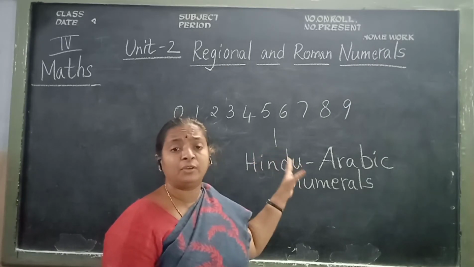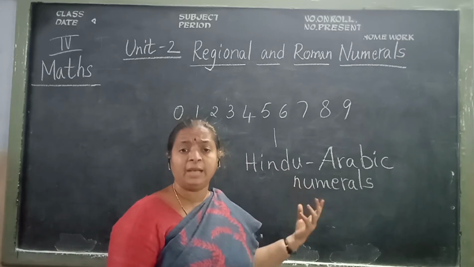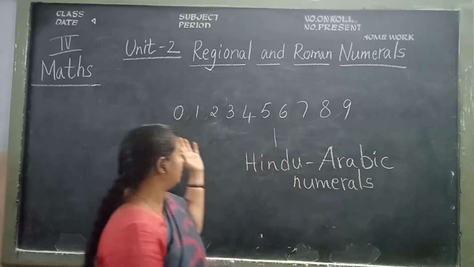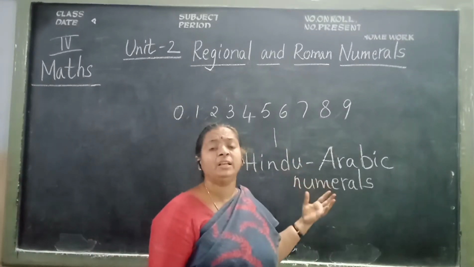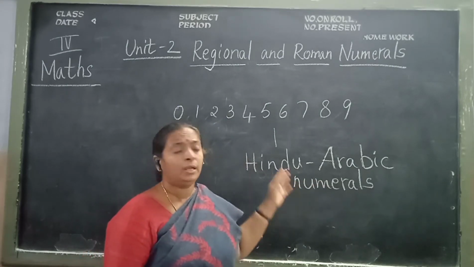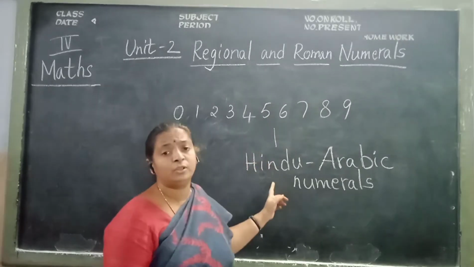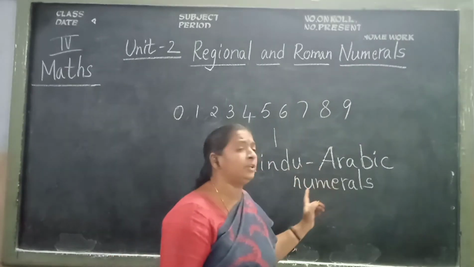These symbols are used as numbers. From that time we started using these from 0 to 9. Everything is based on this. All systems we have invented from this. At first these were invented by Hindus. So these are called Hindu Arabic numerals.